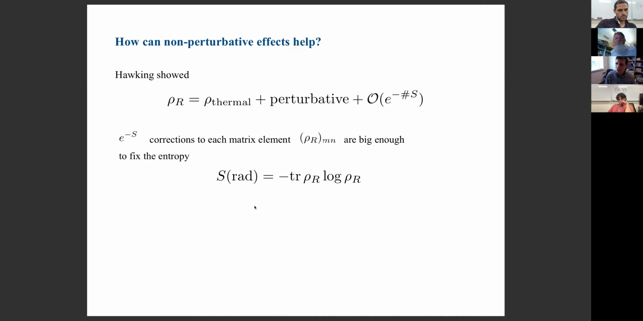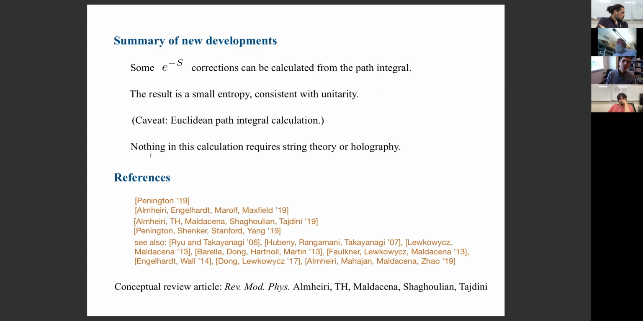But of course, this is just wishful thinking if we can't calculate them, if we have no idea where they come from or how to calculate them. And so what I'm going to describe is that we now do know how to calculate some of these corrections. So to summarize the developments that I'll tell you about, some of these e to the minus S non-perturbative corrections can be calculated from the gravitational path integral.